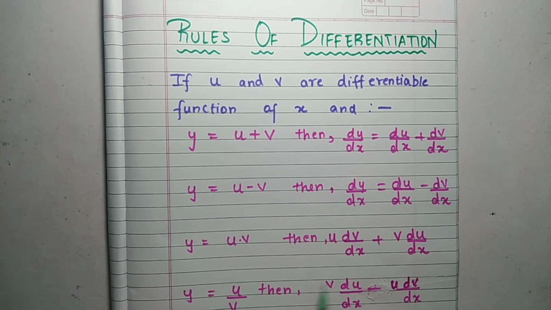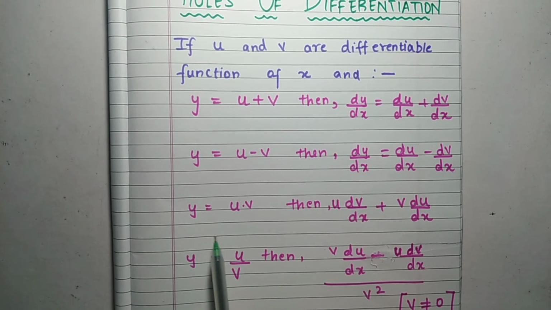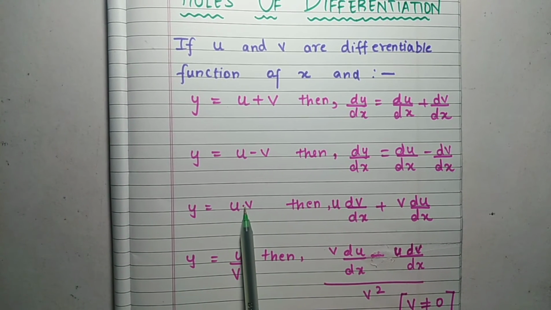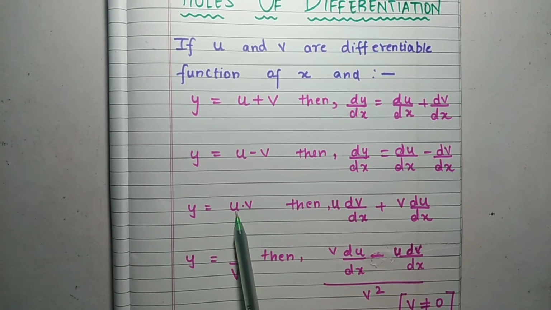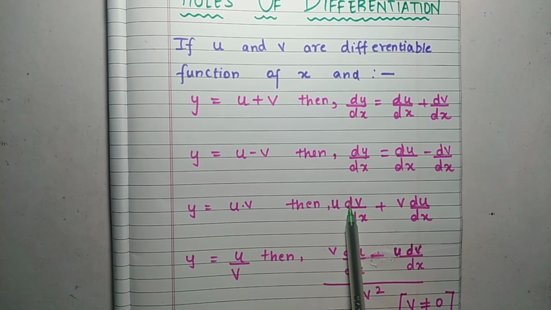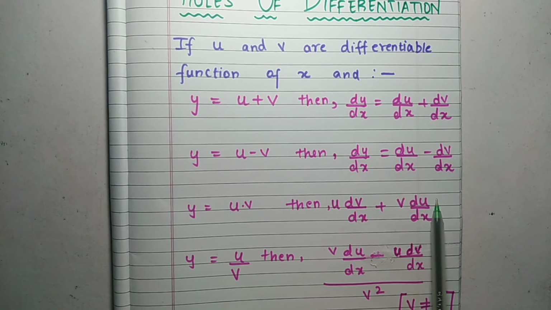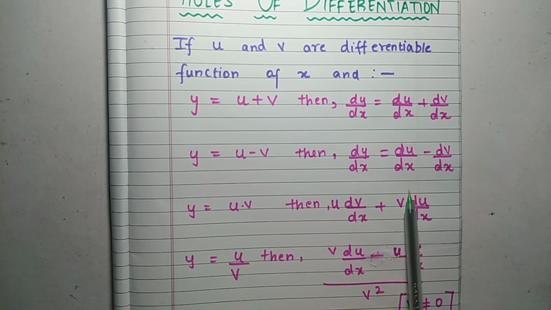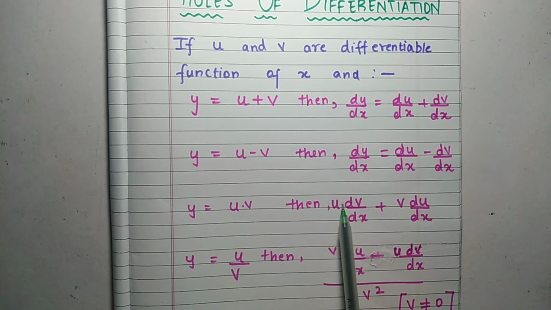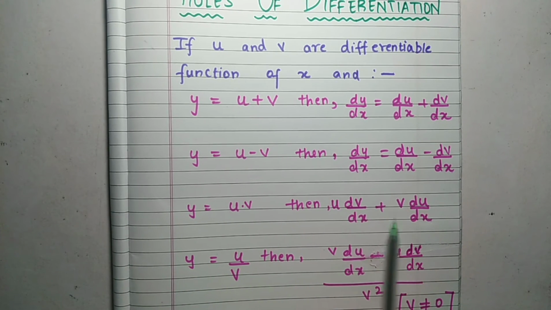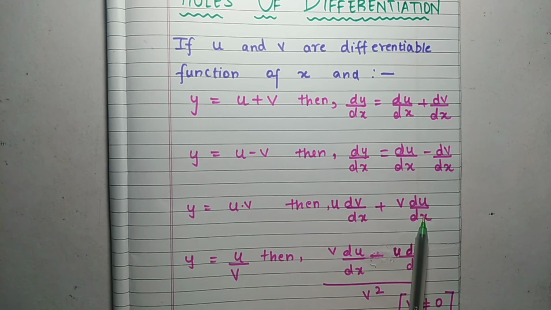Now the next rule is the product. y is equal to u dot v. Then we keep u, the first function, outside, and differentiate the second function, that is v. After that, plus we keep the second function outside and differentiate the first function. So our answer will be u dv by dx plus v du by dx.